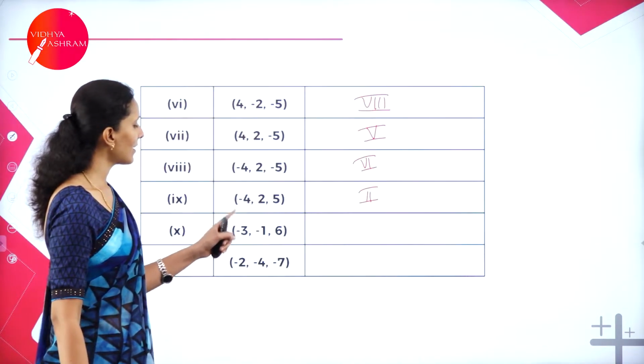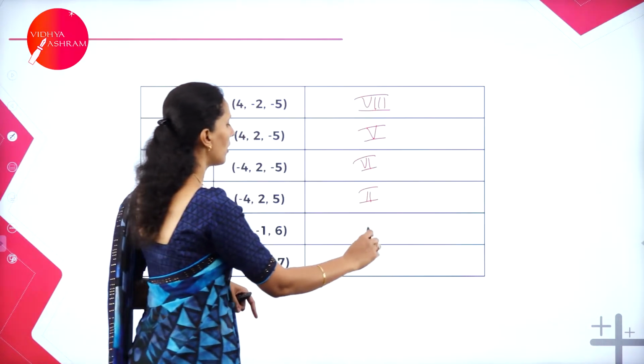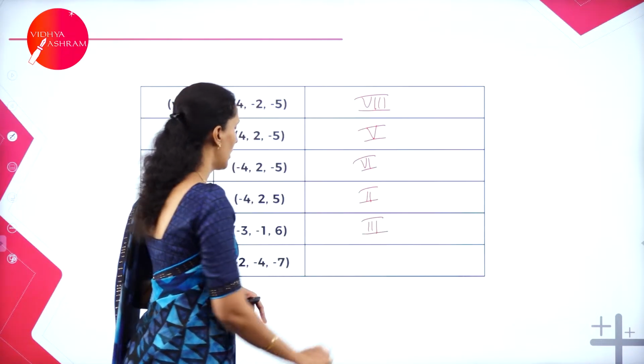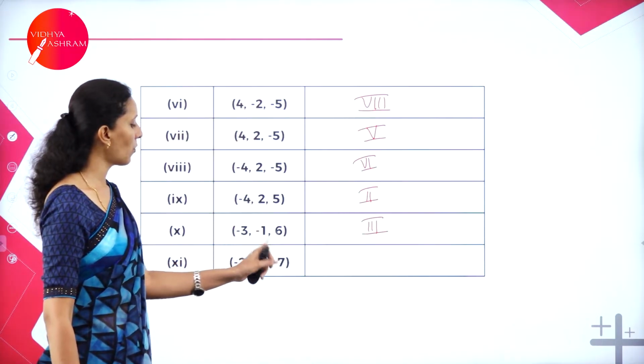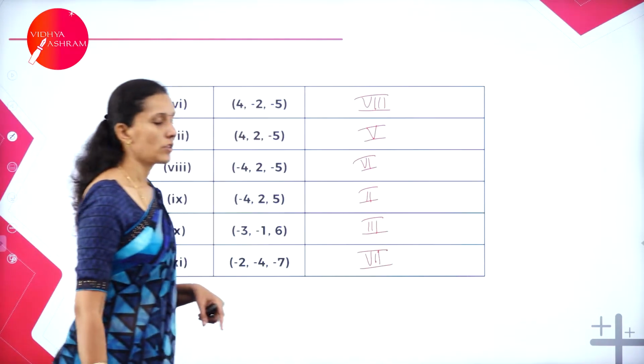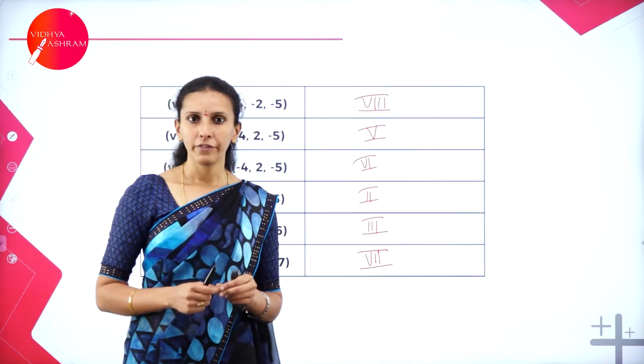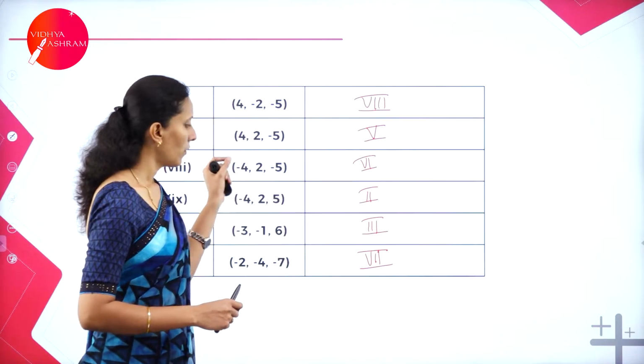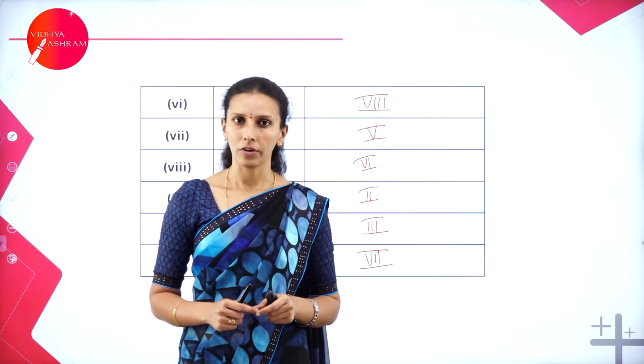We have -3, -1, 6, 3rd octant. Next we have -2, -4, -7, all are negative, 7th octant. So this is how we can find the points which lie in the given octants.